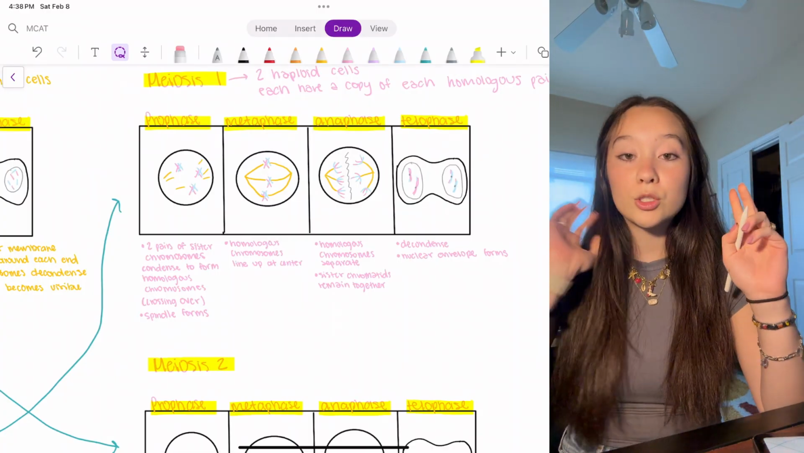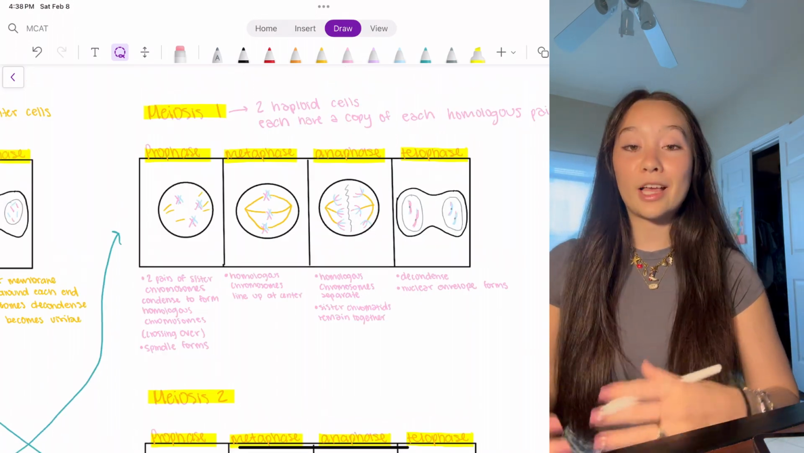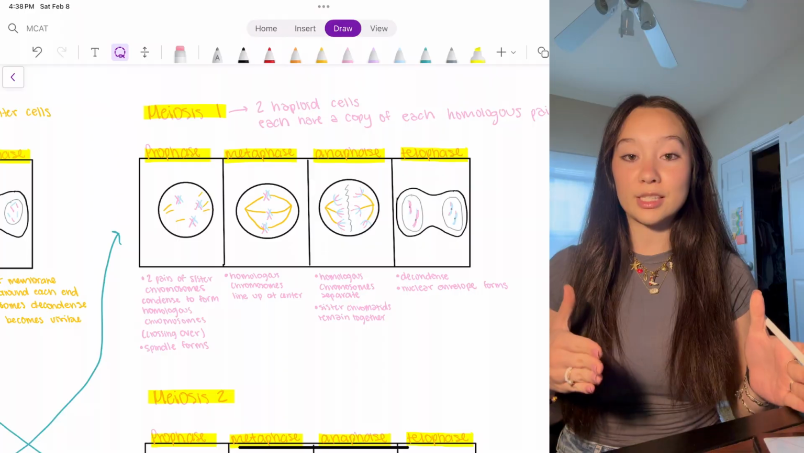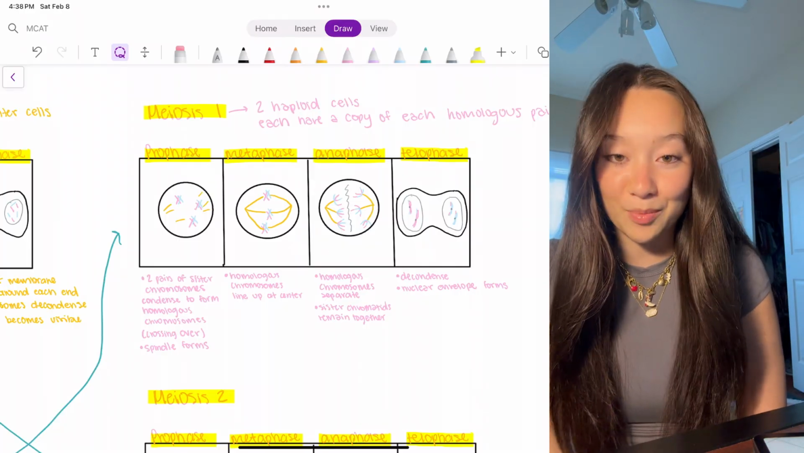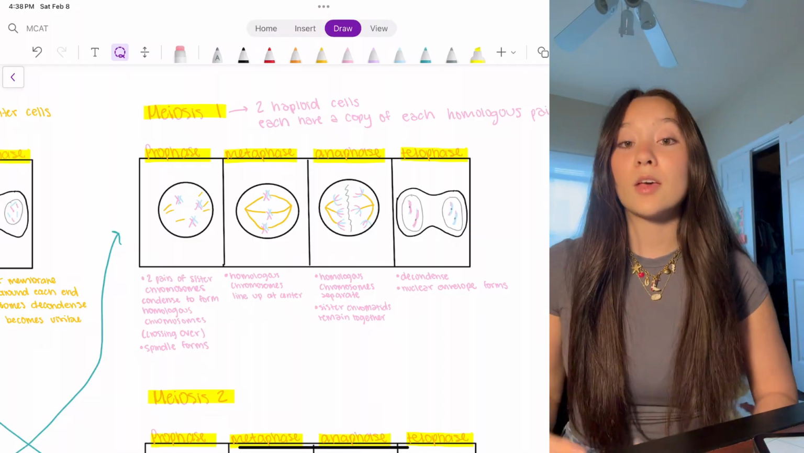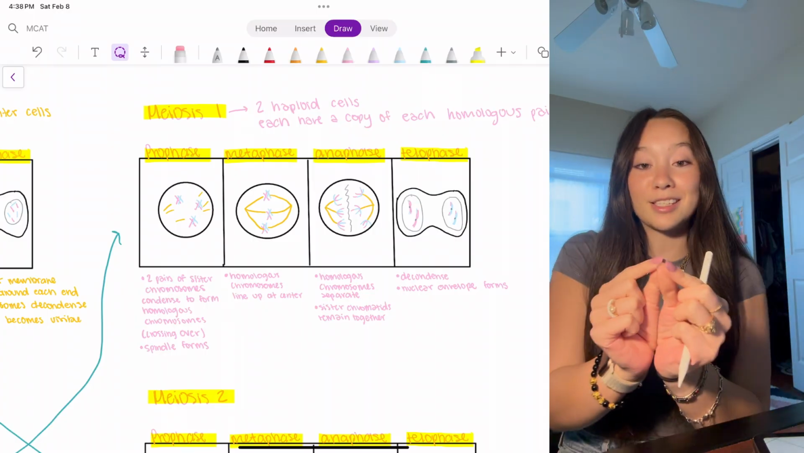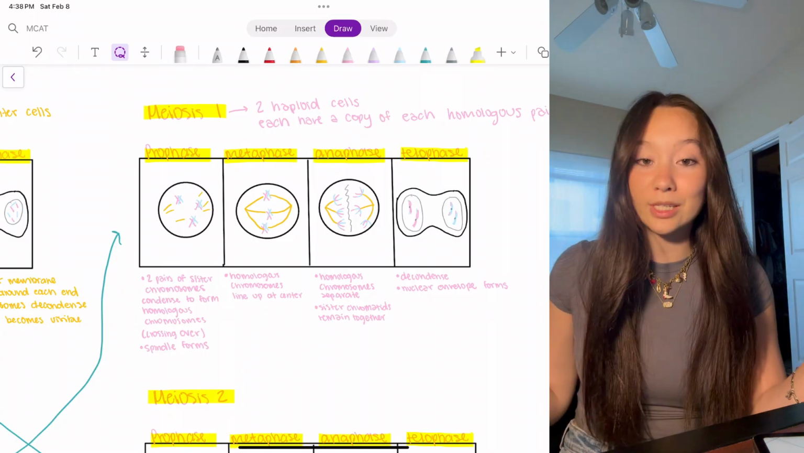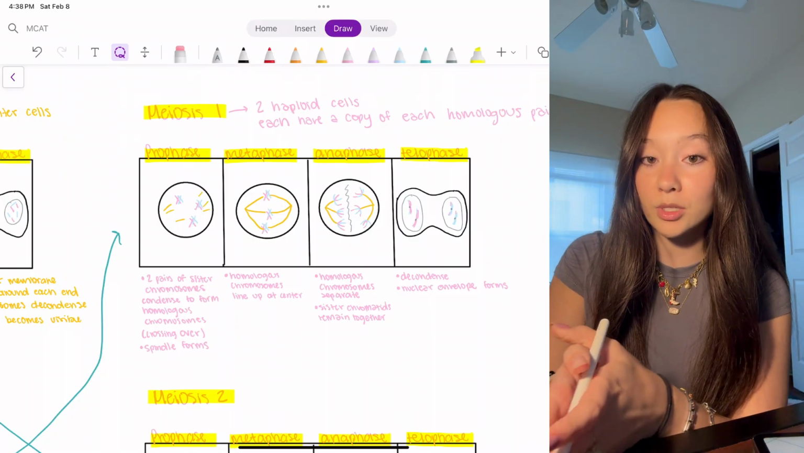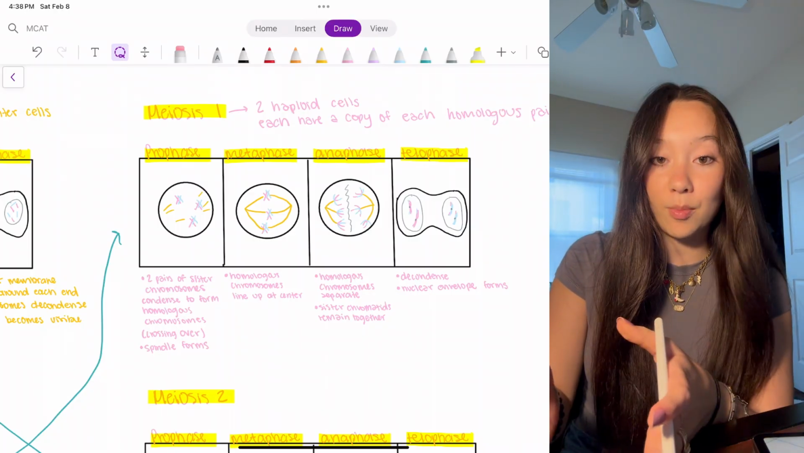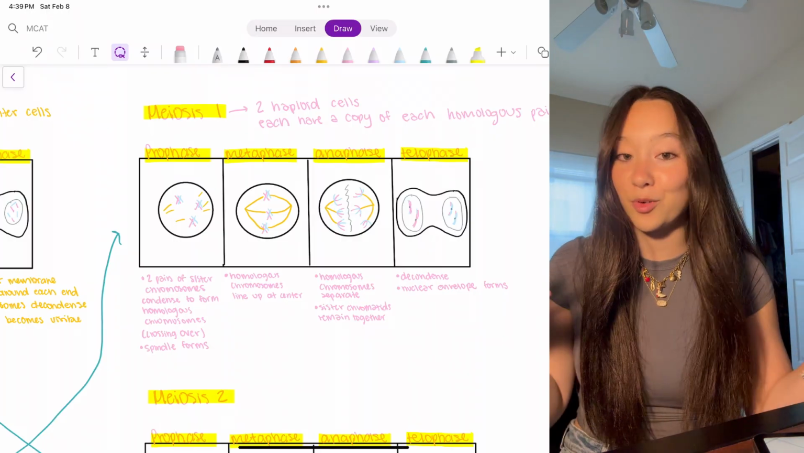Now we have 2 daughter cells that are haploid. So they only have half of the genetic information that we started with. And this is because it was the homologous chromosomes that separated and not the sister chromatids. If the sister chromatids were to have separated, we would still be diploid because it's the same material getting separated, so we're not losing any genetic information. But because it was the homologous chromosomes that separated, we went from diploid to haploid. So we did lose some genetic information. We only have half of the information now.